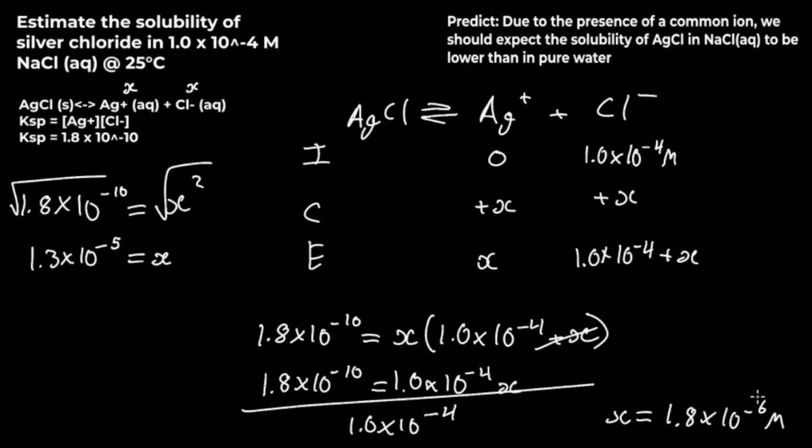So, is our prediction true? Well, this one's to the power of negative sixth. This one's to the power of negative 5. So this one is a lot bigger. So this shows that it's true. If we're dissolving it in a solution with a common ion, that means that it will have a lower solubility than if it was dissolved in a solution without a common ion.